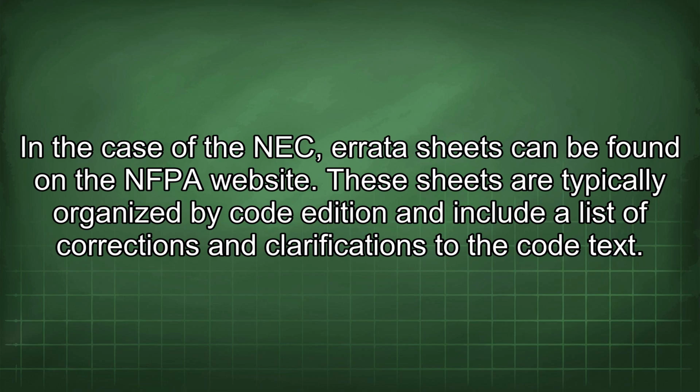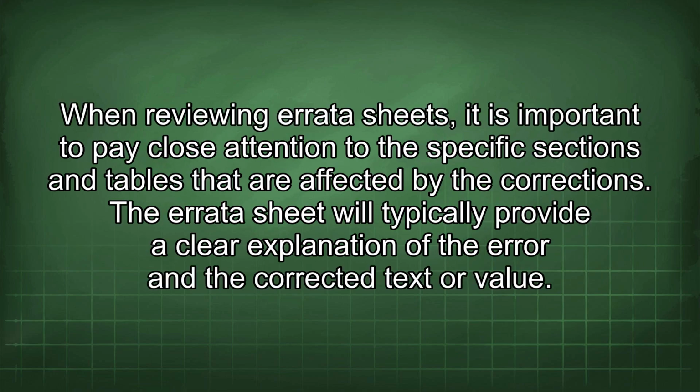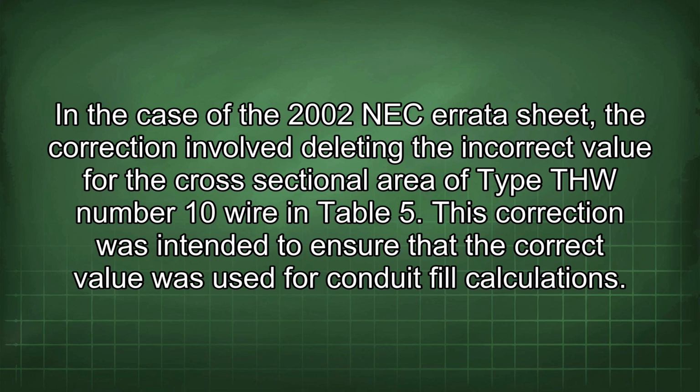These sheets are typically organized by code edition and include a list of corrections and clarifications to the code text. When reviewing errata sheets, it is important to pay close attention to the specific sections and tables that are affected by the corrections. The errata sheet will typically provide a clear explanation of the error and the corrected text or value.